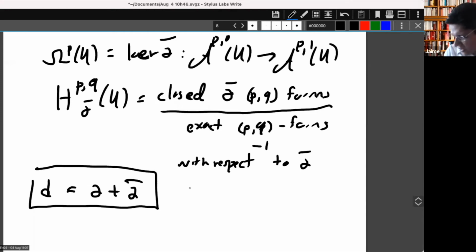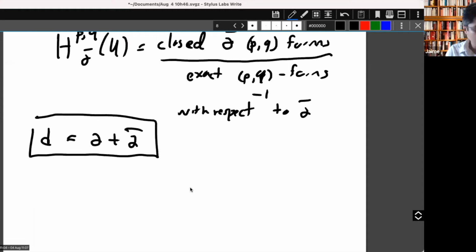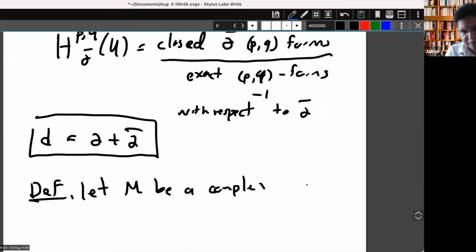Okay, so that was just for those of you who know a good deal of complex geometry. Now we want to define what a Kähler manifold is. So let's take a complex manifold.